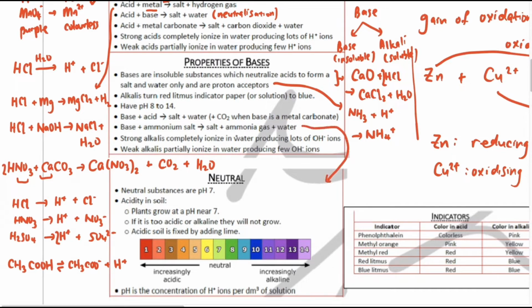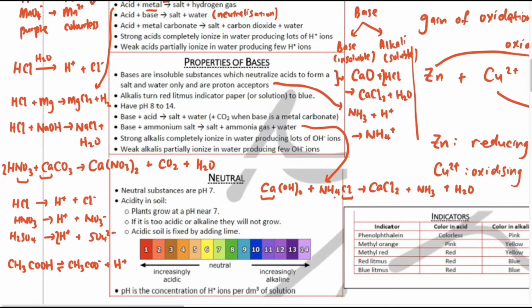So let's say an example. The base, let's say calcium hydroxide, plus ammonium salt, ammonium chloride let's say, becomes salt. So take the positive ion and the negative ion: calcium chloride, plus ammonia gas, NH3, plus water, H2O.